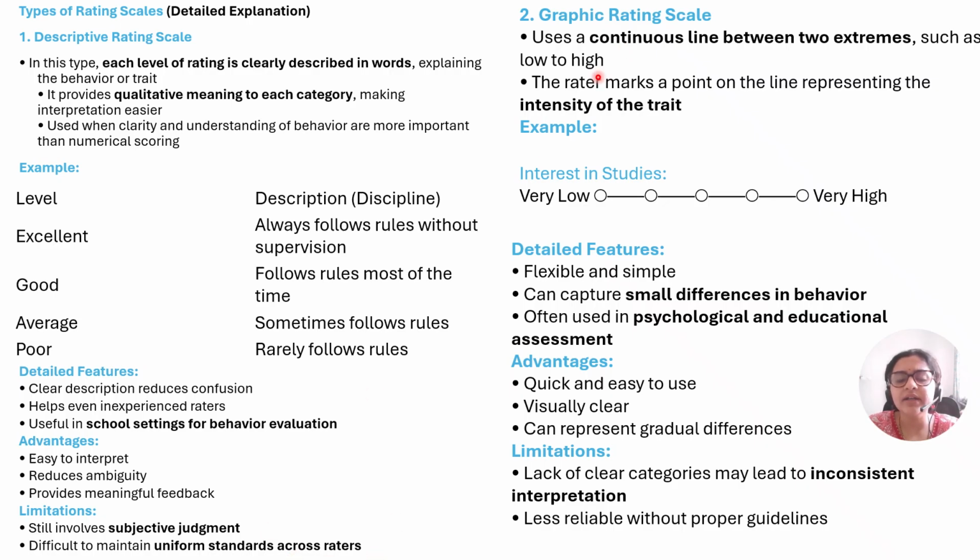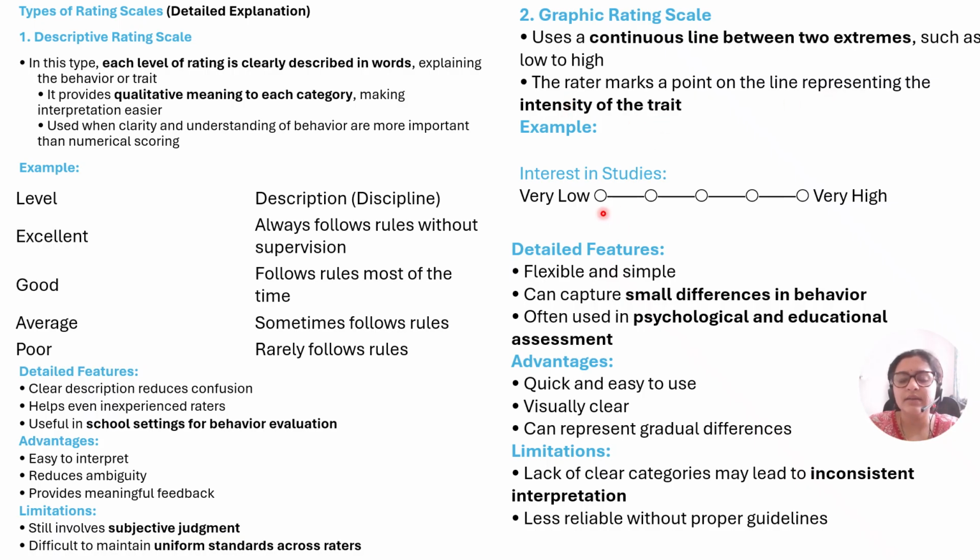Next one, the graphic rating scale. It uses a continuous line between two extremes, such as low to high. Low is one extreme, high is the other extreme. A line is drawn between the two extremes. So one extreme is pointed by one mark and the other one is pointed by another mark. The rater marks a point on the line representing the intensity of the trait.